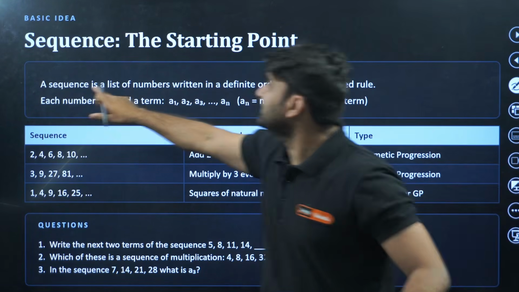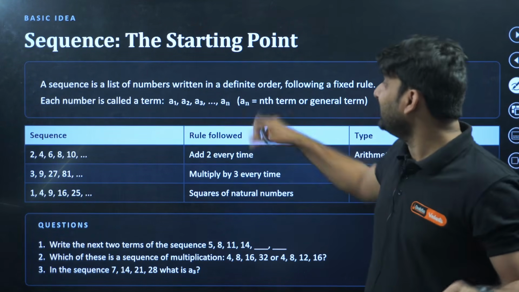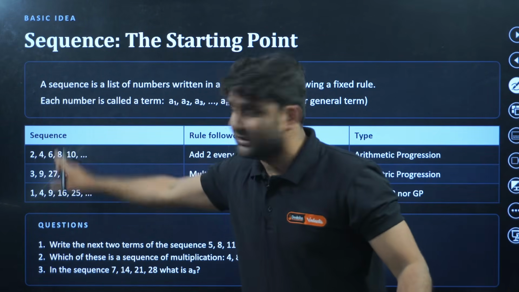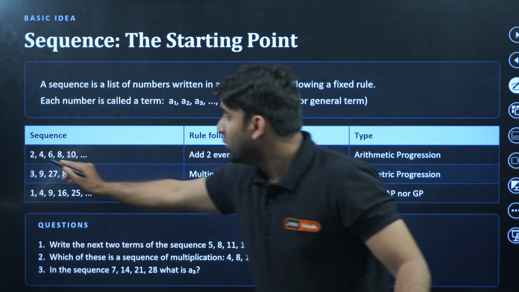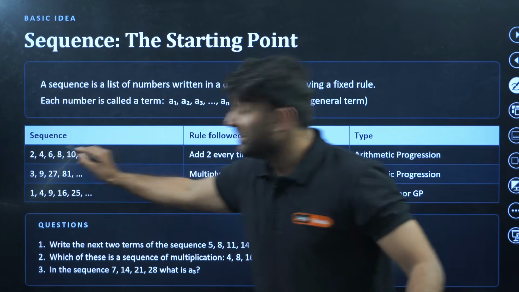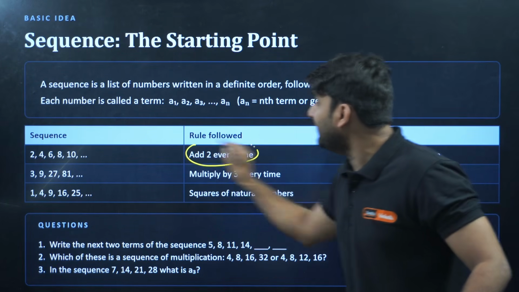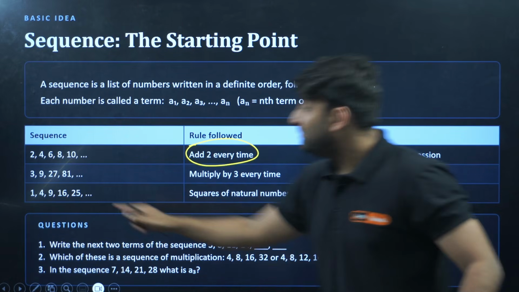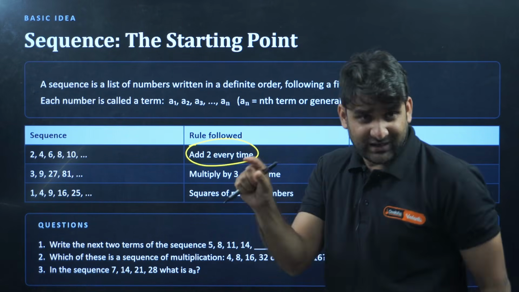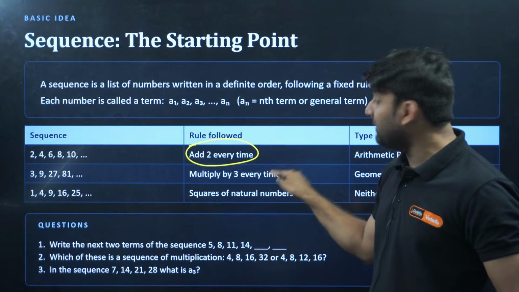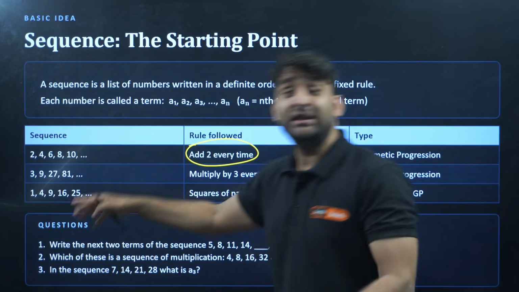A sequence is a list of numbers written in a definite order, following a fixed rule. For example, I have three sequences here. Look at the three sequences. 2, 4, 6, 8. Here all the numbers are increasing by 2. When we add 2 every time, we get the next value. But if we look at the second sequence, we are multiplying by 3. Every number is getting multiplied by 3 every time and we get the next value.